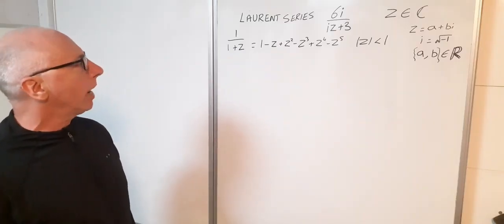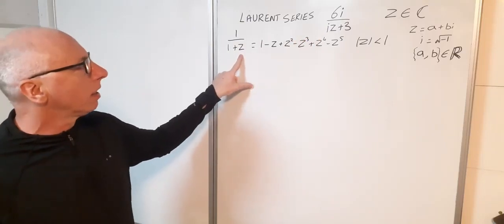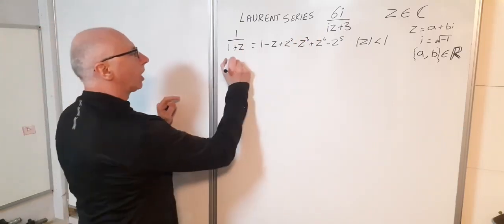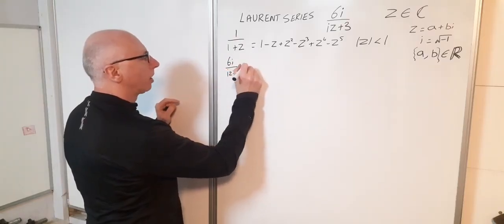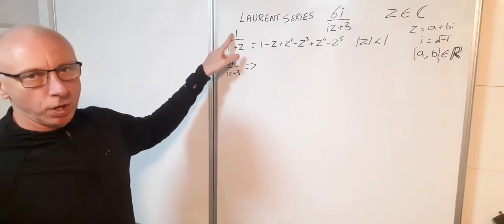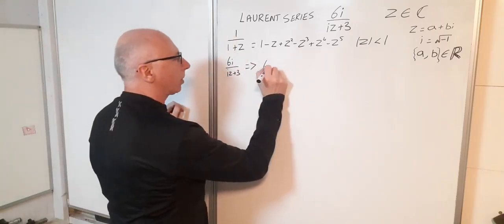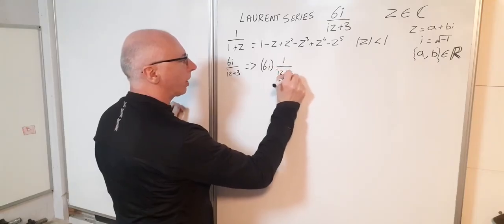So what we want to do now is try and get this looking something like this. So let's do that. I've got 6i over iz plus 3. Let's take the 6i out, and I'll have a 1 on the top. That's pretty easy to deal with straight away: 1 over iz plus 3.